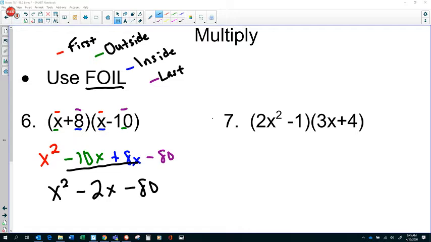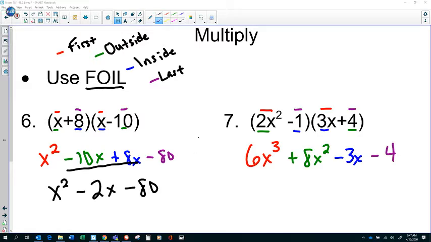Okay, why don't you attempt number 7. Again, do the first terms, 2x squared times 3x. Then the outside, 2x squared times positive 4. Then the inside, negative 1 times 3x. And then the last terms, negative 1 times a 4. Go ahead and pause the video, do that, and then resume the video when you're ready for the answer.